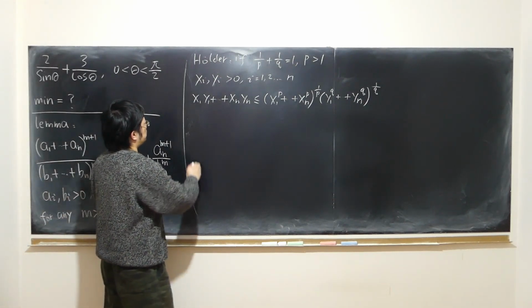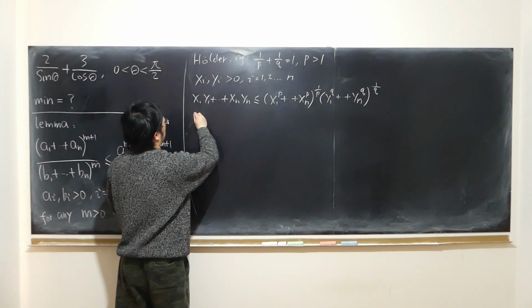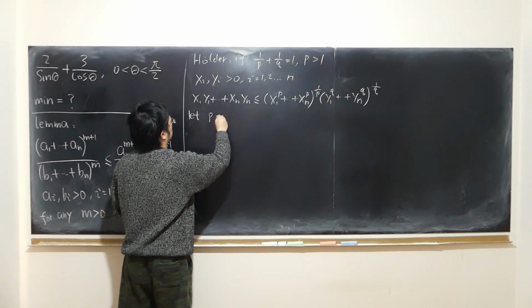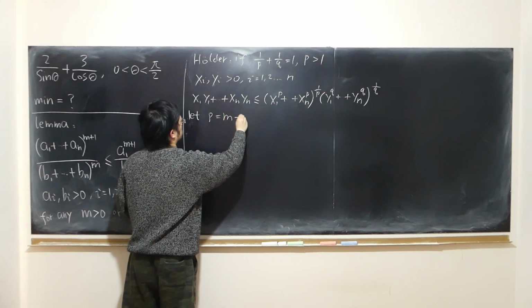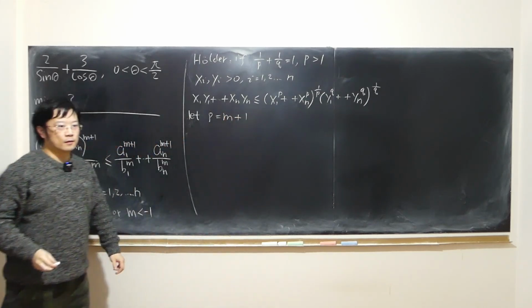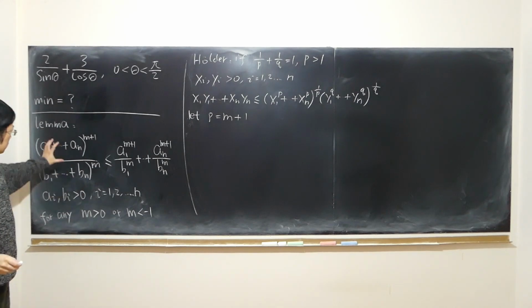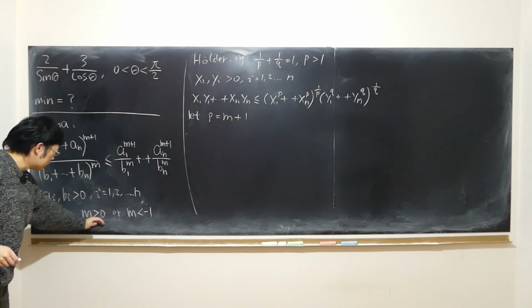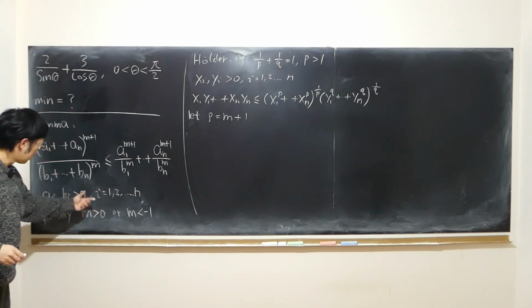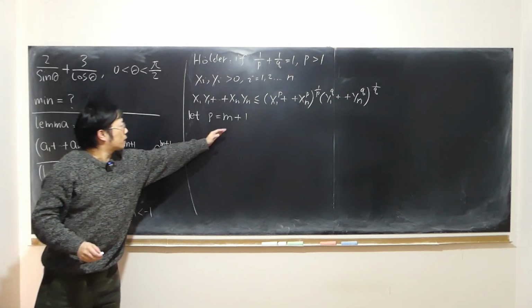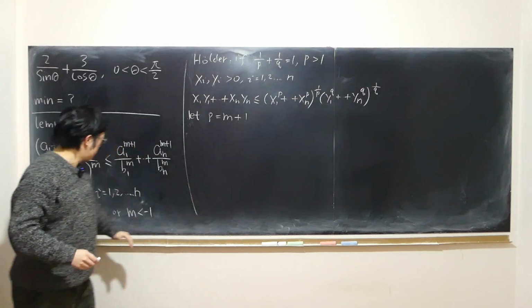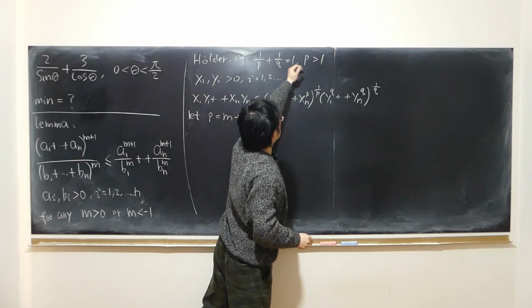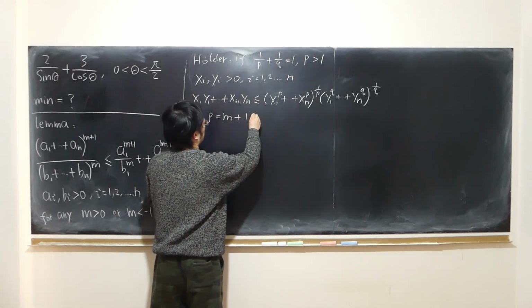Let's say this time I let p equals n plus 1. Right? Because here it says this inequality is always true whenever p is greater than 0 or less than negative 1. So here n plus 1 must be greater than 1. So now I can use this condition. This condition is satisfied. And this is fine.